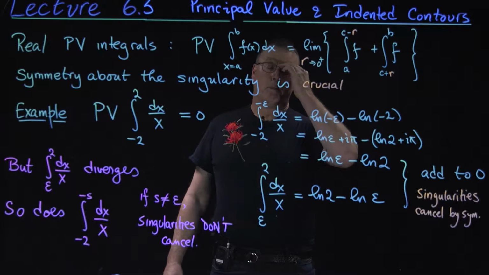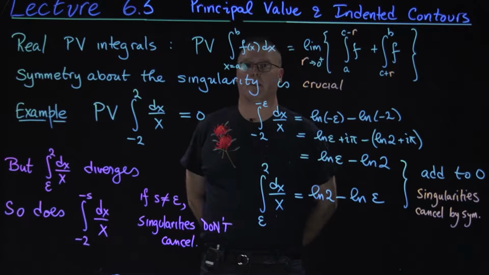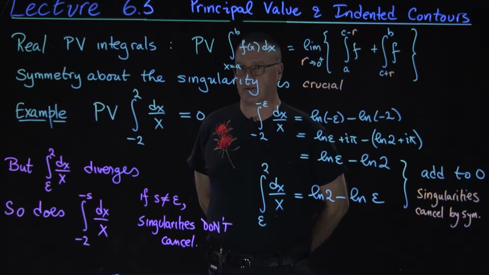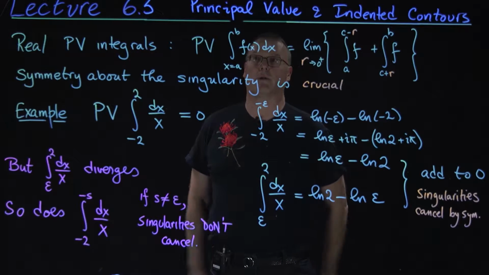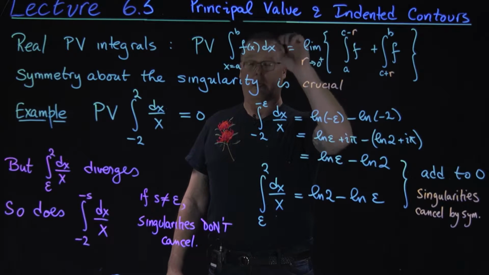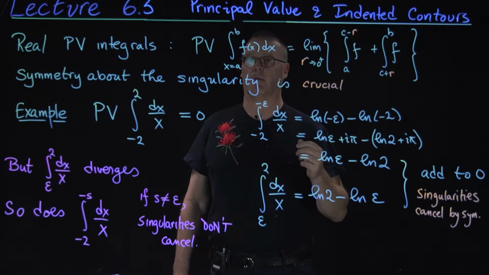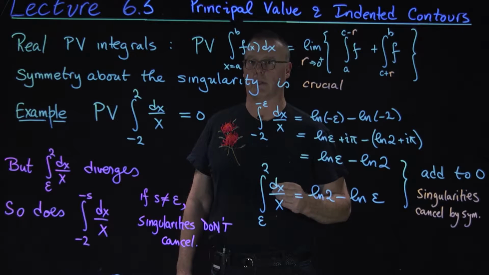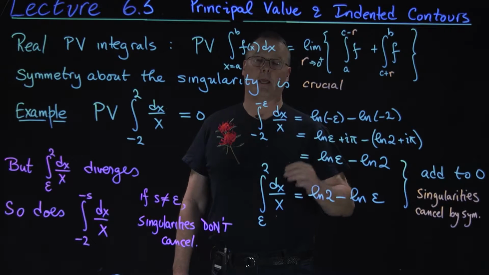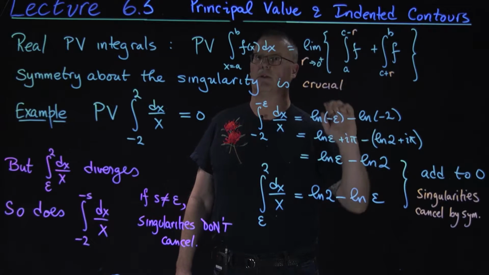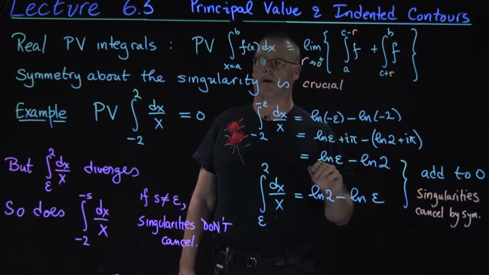So, I'm now going to change gears. This lecture is about section 6.5, which talks about two things. One is what's called a principal value integral, which is different in a certain sense from improper integrals that you studied in first year. And we're going to talk about indented contours. And we're going to have an indentation near the singularities. We'll see how that happens.